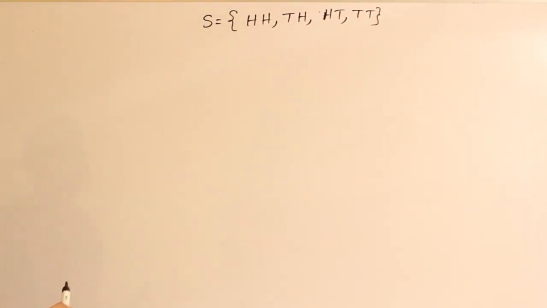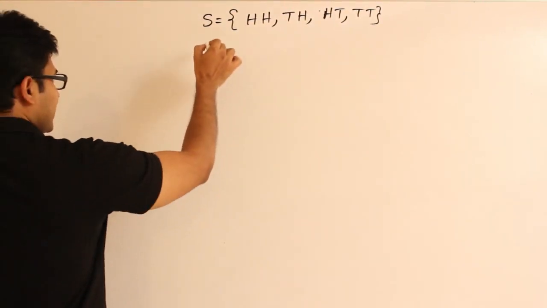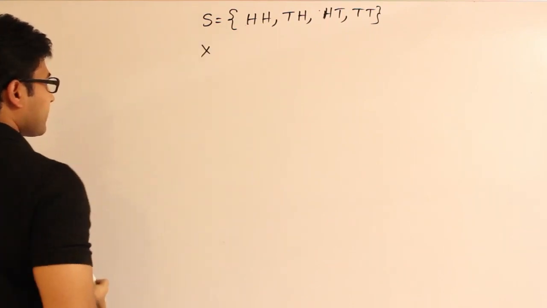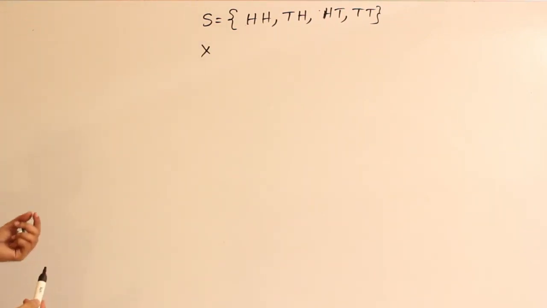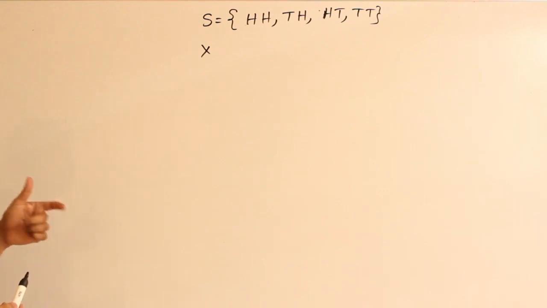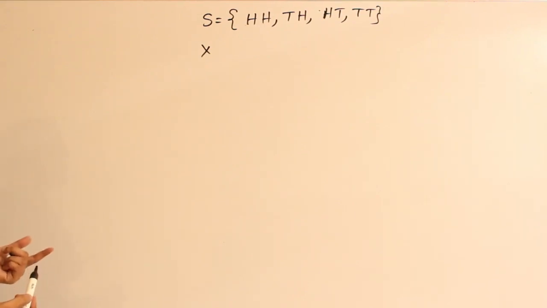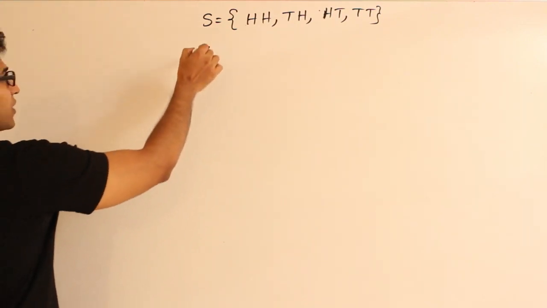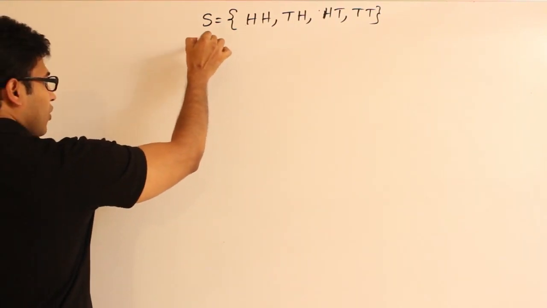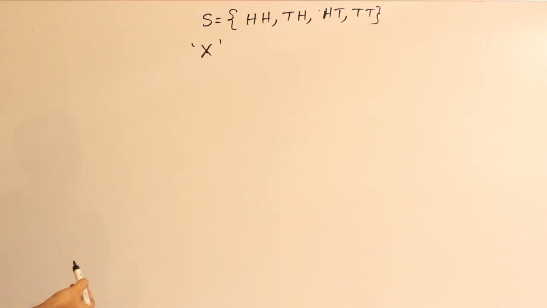Got it? And now I'll create a new variable. Let us name it as x. Now what is the purpose of this variable? It will count the number of times head turns up. When I flip two coins, what is the number of times the head turns up? So that is counted by this variable. Then we can call such a variable a random variable.